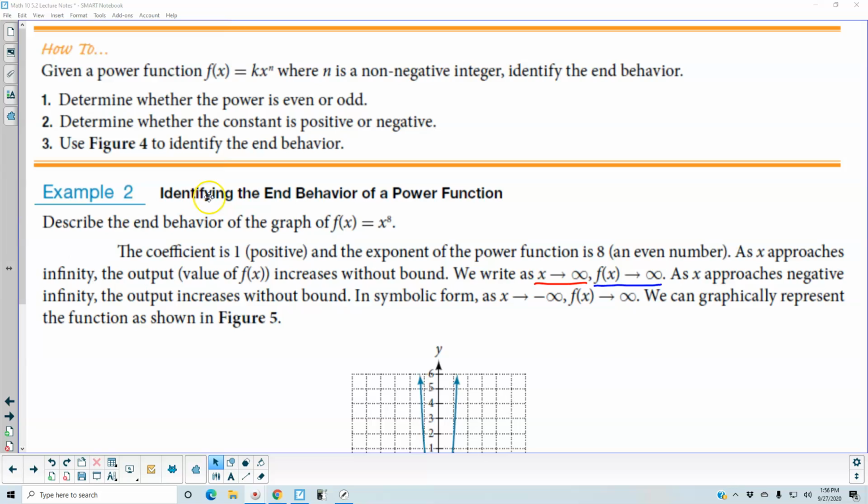So for example number 2, we're identifying the end behavior of a power function. Describe the end behavior of the graph of f(x) = x to the 8th power.